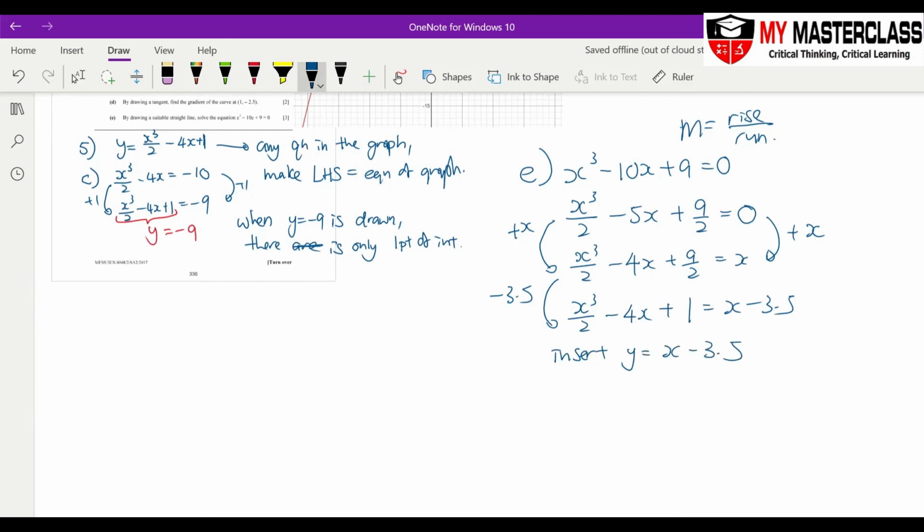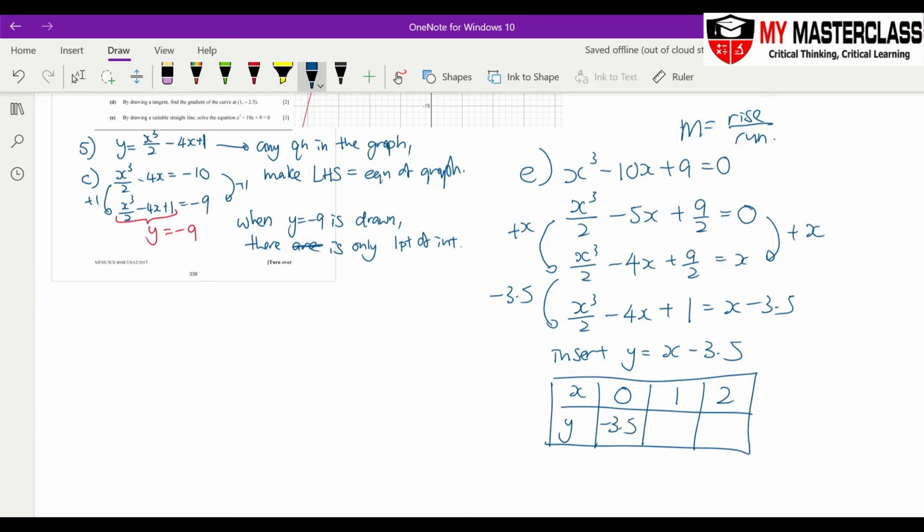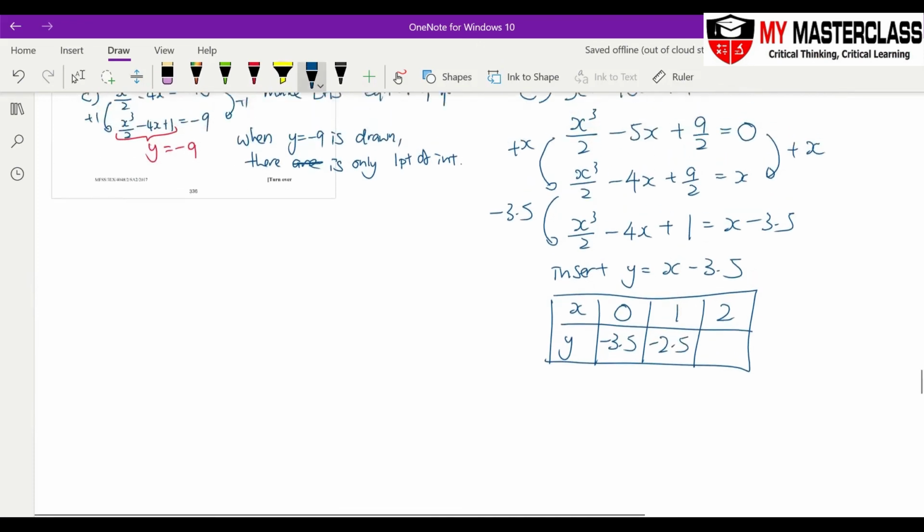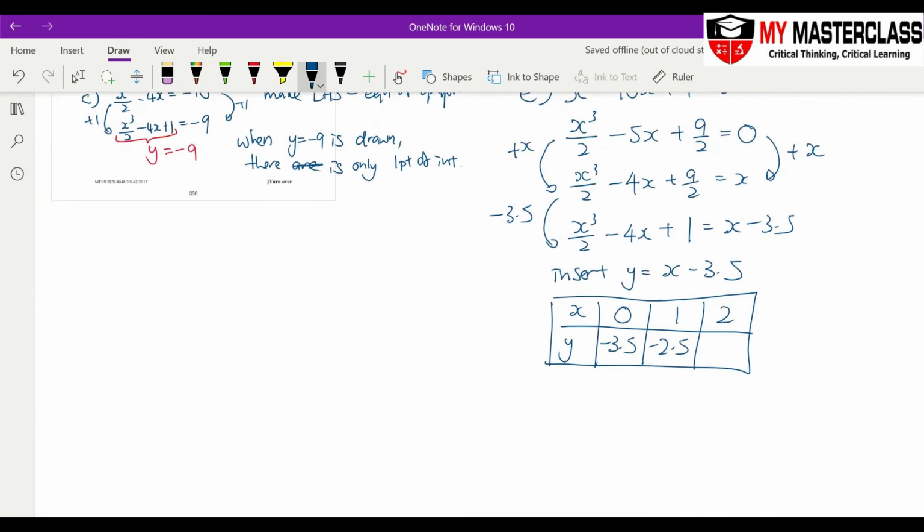How to insert a new line? Draw a new input-output box. 3 points can already. Any 3 points. Maybe 0, 1, and 2. When x equals 0, y equals negative 3.5. When x equals 1, y equals negative 2.5. When x equals 2, negative 1.5. Then plot these 3 points, draw a line.